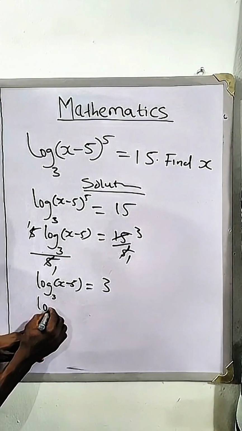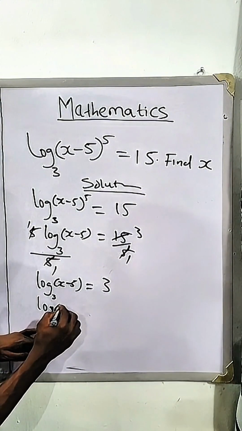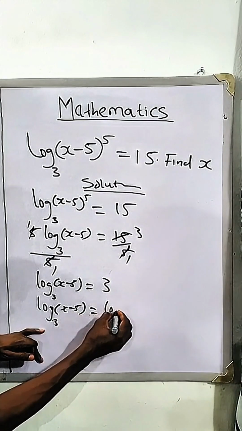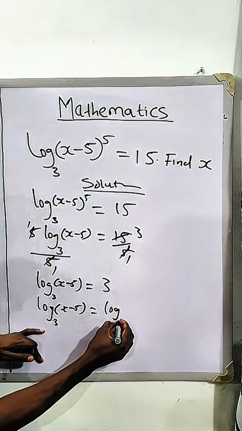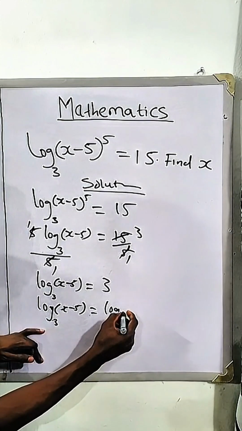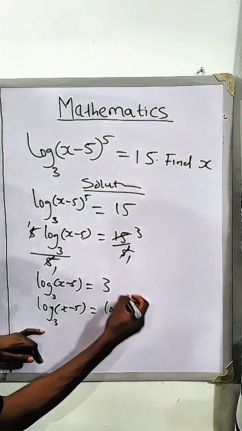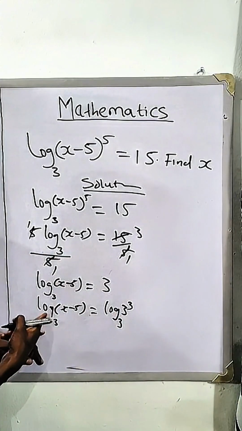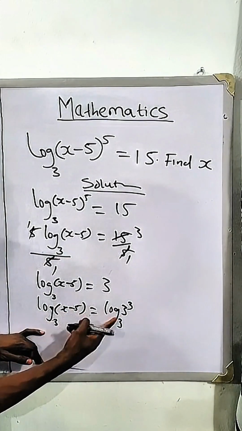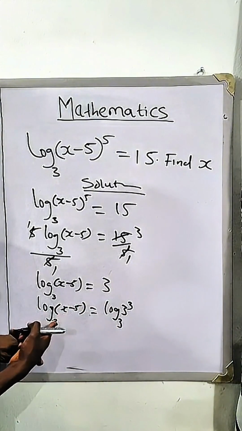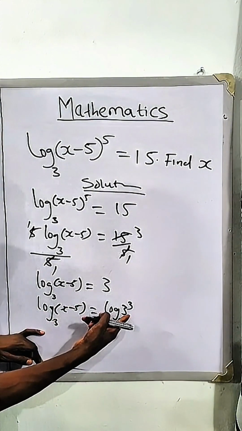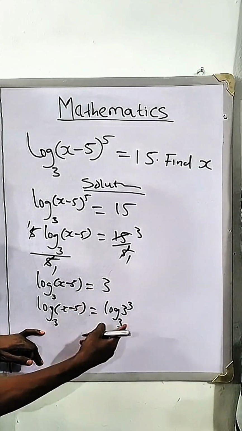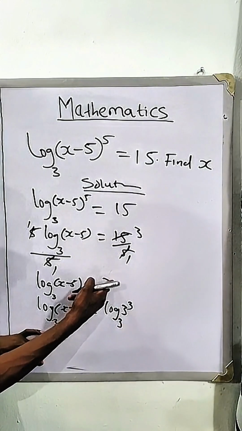We'll write again log (x minus 5) in base 3 is equal to log. What is the base? The base is 3. We say log the base, which is 3, raised to the power of this 3. Remember that is base 3. So log (x minus 5) is equal to this 3. Now you use the base, which is 3, and you raise it to the power of this 3 in log.